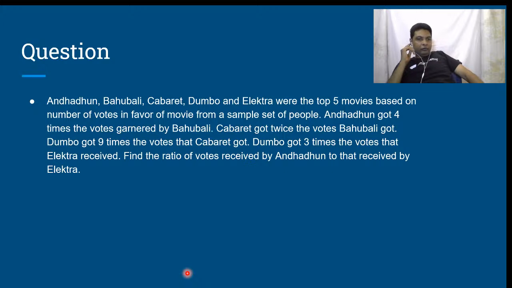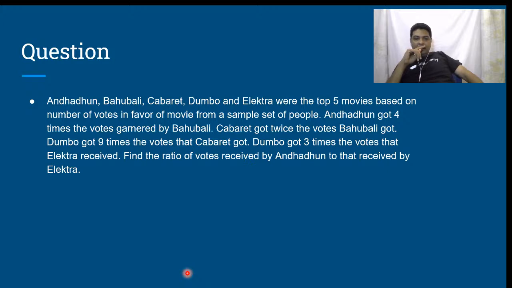Can we solve it without using paper and pen? Let us see if it's possible. A got 4 times that of B. So if A is 4, then B is 1. C got twice that of B. Given that B is 1, C got 2. So A is 4, B is 1, C is 2.